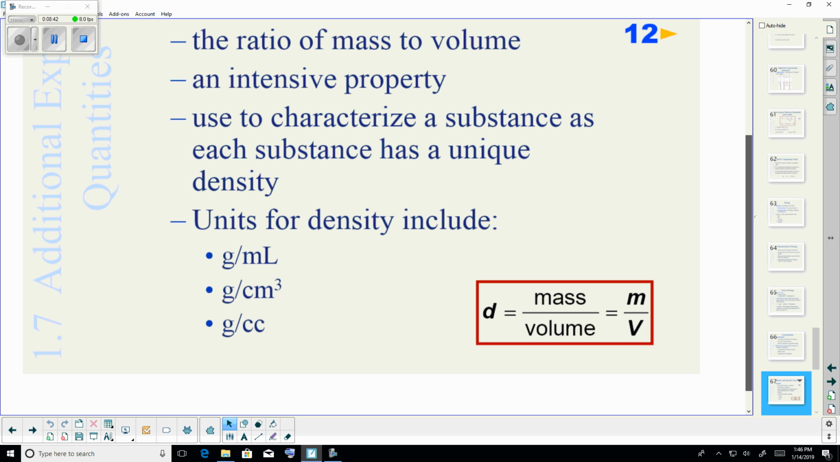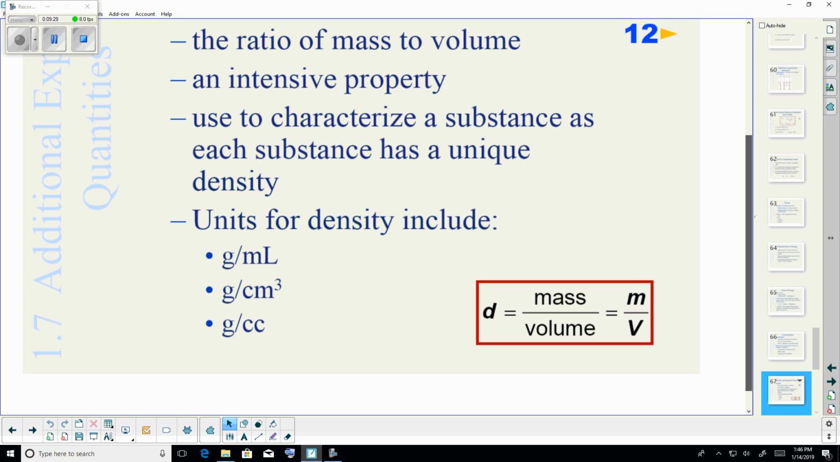Density is equal to mass over volume. The units for density, we have grams per milliliter, grams per cubic centimeter, and grams per cc. And as we learned before, a cc is equivalent to a milliliter. So you should also know density is mass over volume. So mass is equal to what? Rearrange the equation. Mass is equal to density times volume.